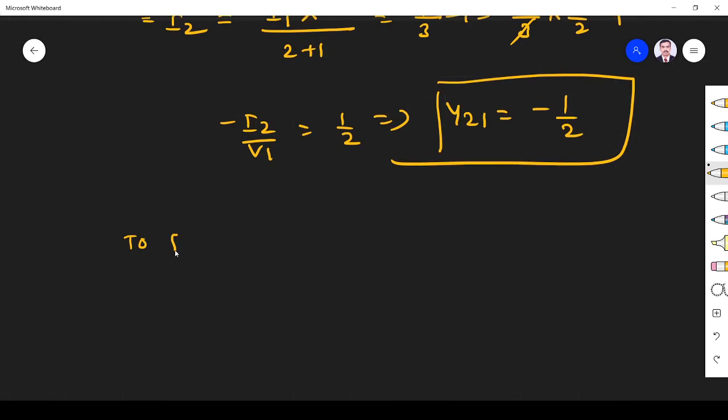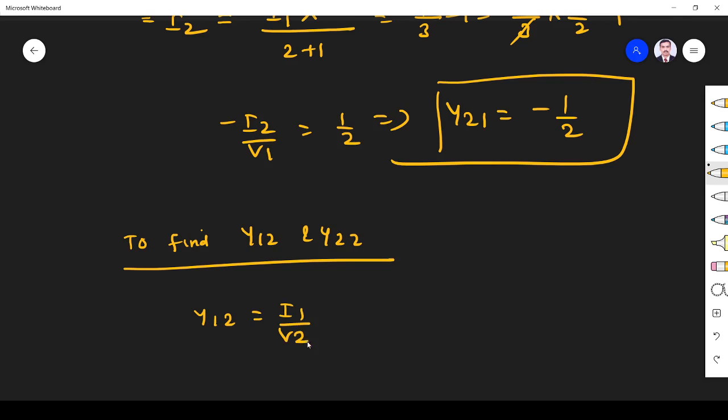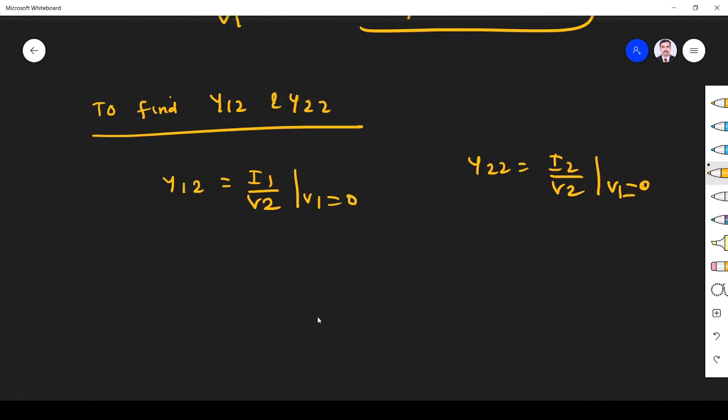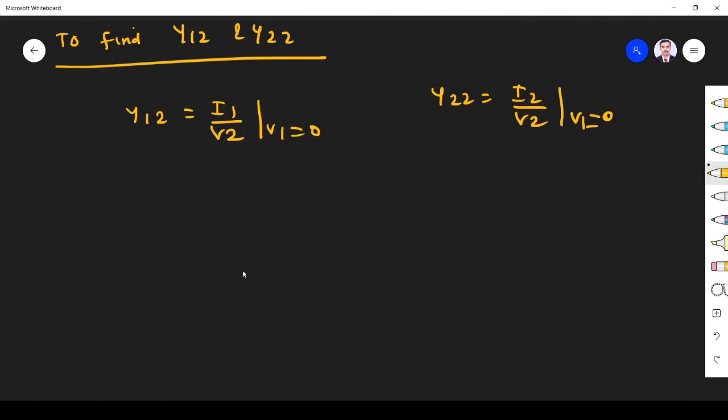Next we have to find Y12 and Y22. So how are we going to find Y12 and Y22? We know Y12 is nothing but I1 by V2 when V1 is 0. Y22 is I2 by V2 when V1 is 0. So here the input terminal must be shorted because V1 is equal to 0. V1 is the input voltage.